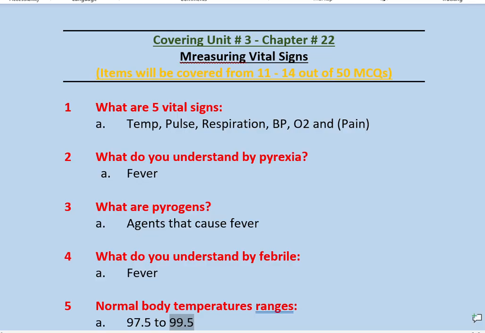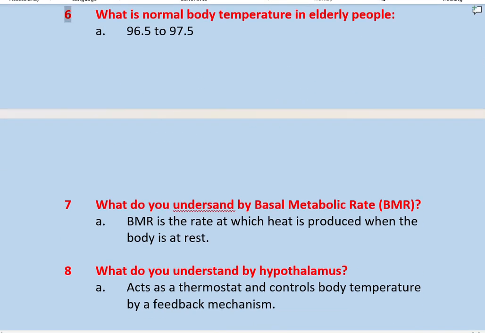5. Normal body temperature ranges: 97.5 to 99.5. 6. What is normal body temperature in elderly people? 96.5 to 97.5. 7. What do you understand by basal metabolic rate, BMR? BMR is the rate at which heat is produced when the body is at rest. 8. What do you understand by hypothalamus? Acts as a thermostat and controls body temperature by a feedback mechanism.